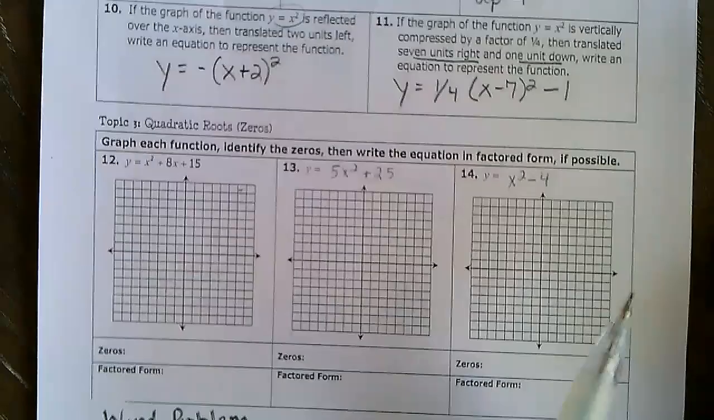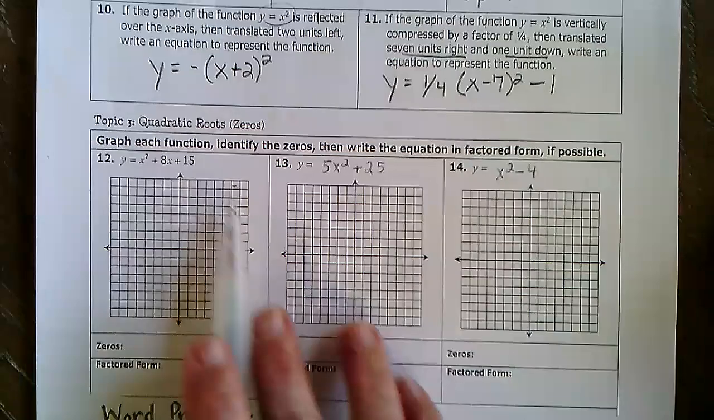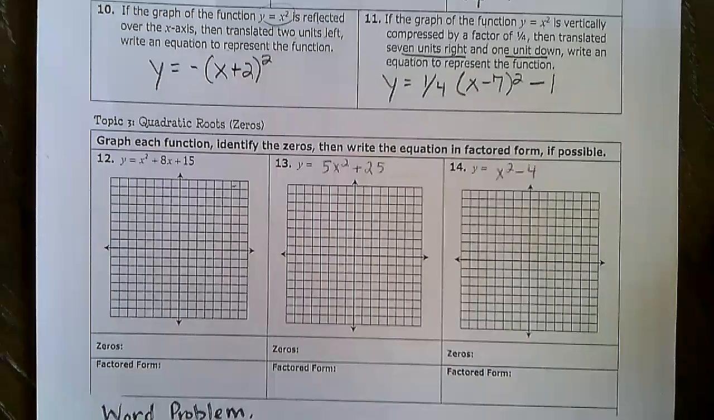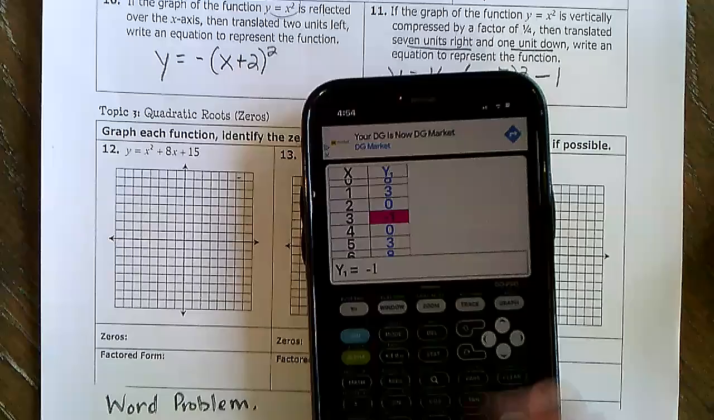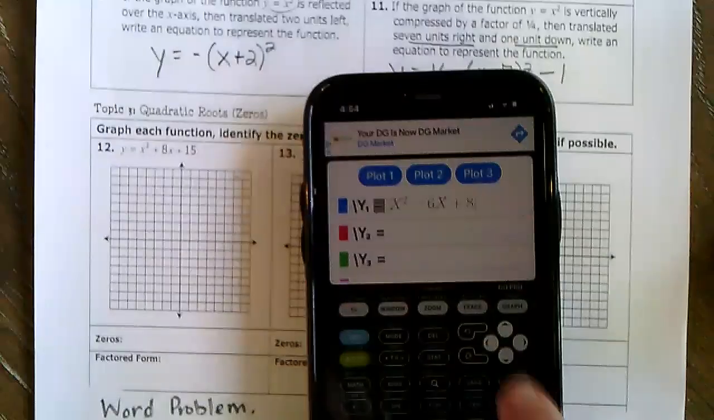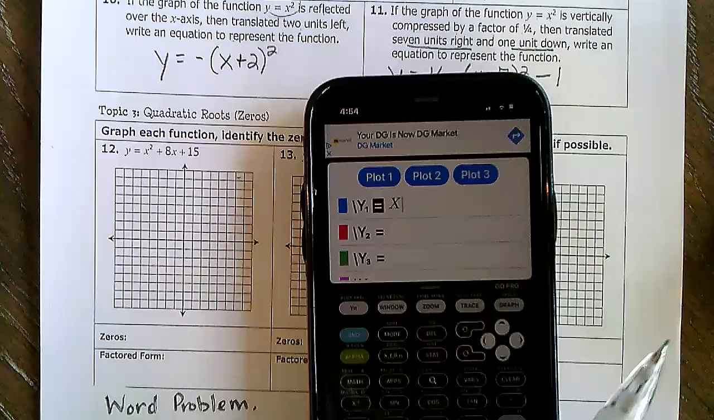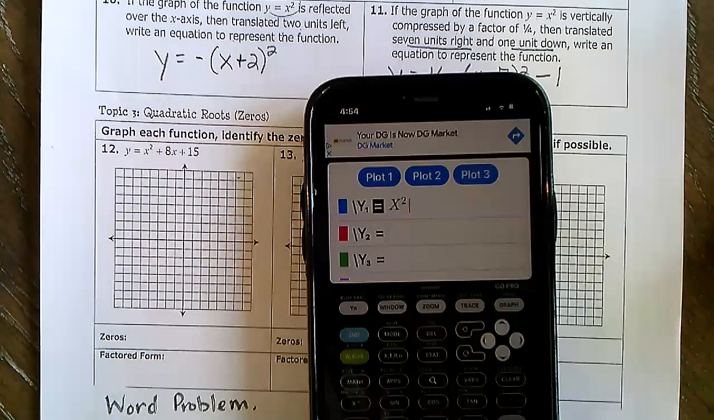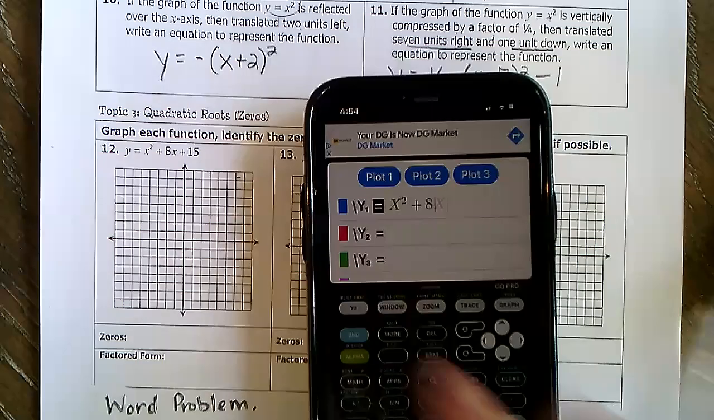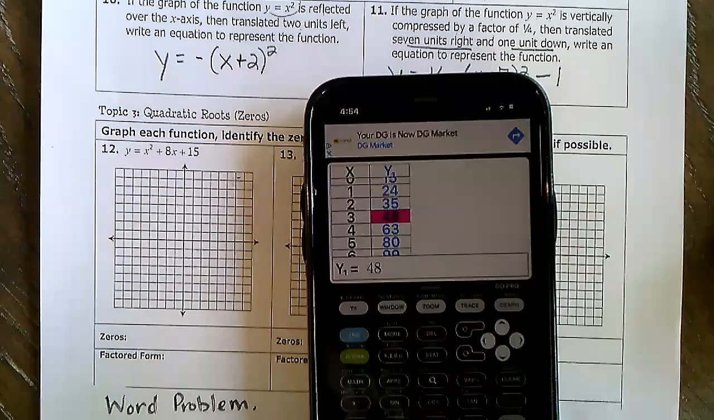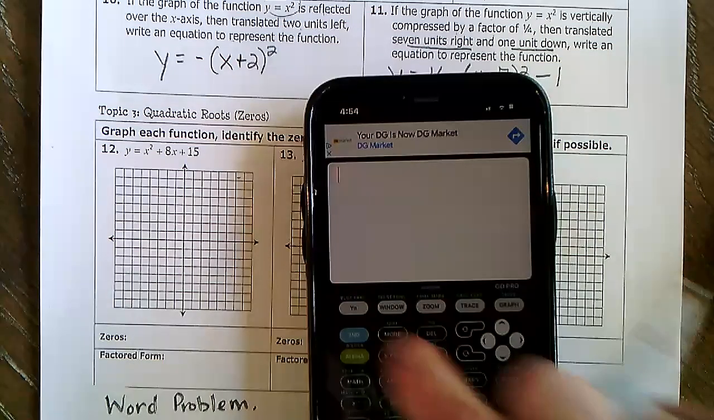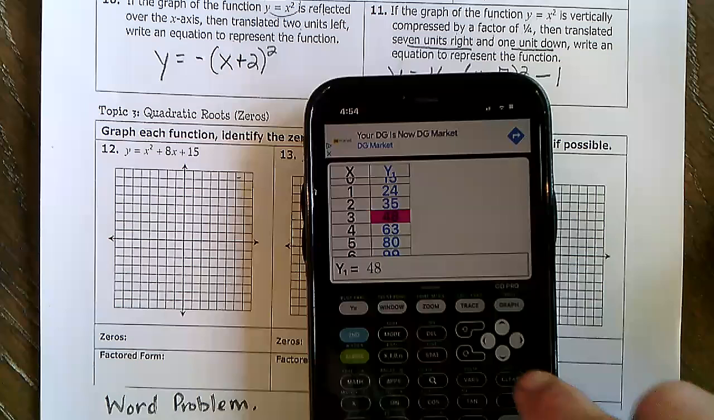All right, number 12 is just wanting you to sketch the graph and tell what the zeros are and factor it. Just to prove what you're doing here is just showing the zeros are the opposite of your factors. So I'm going to use my calculator and I'm just going to put this in x squared plus 8x plus 15 and graph it. Okay, I'm going to go to my table.